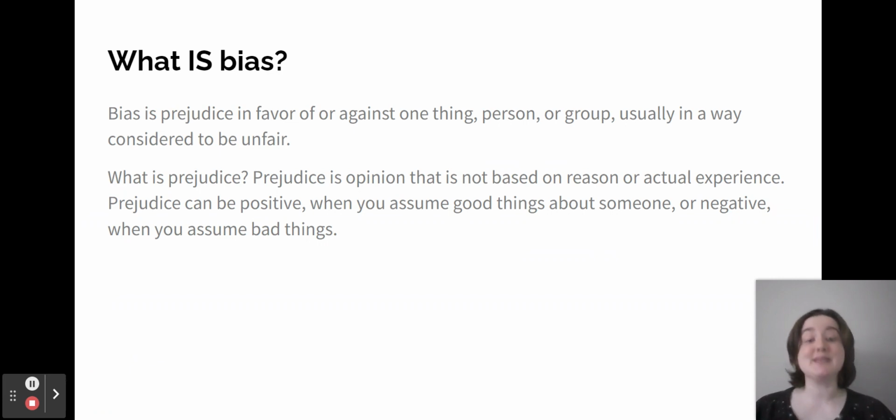So, what is bias? Bias is a prejudice in favor of or against one thing, person, or group, usually in a way that is considered to be unfair. So, what is prejudice? Prejudice is an opinion that is not based on reason or actual experience. Prejudice can be positive when you assume good things about someone, or negative when you assume bad things about someone.